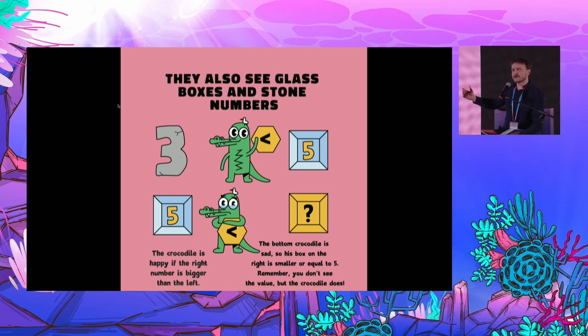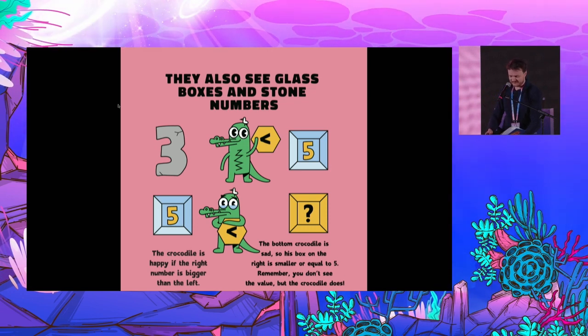Animals can also look at the glass boxes, and they can also look at the stone numbers. As I mentioned, each type of animal has a different mathematical expression tied to it. So we have not greater than crocodile, and the crocodile is happy when the right number is bigger than the left number.